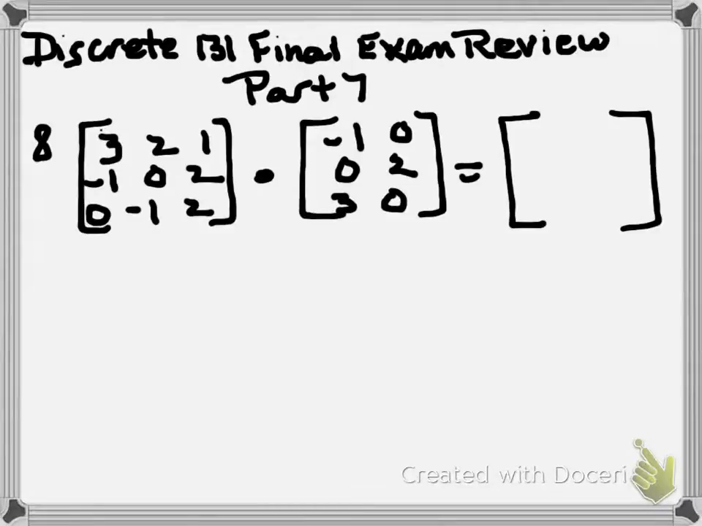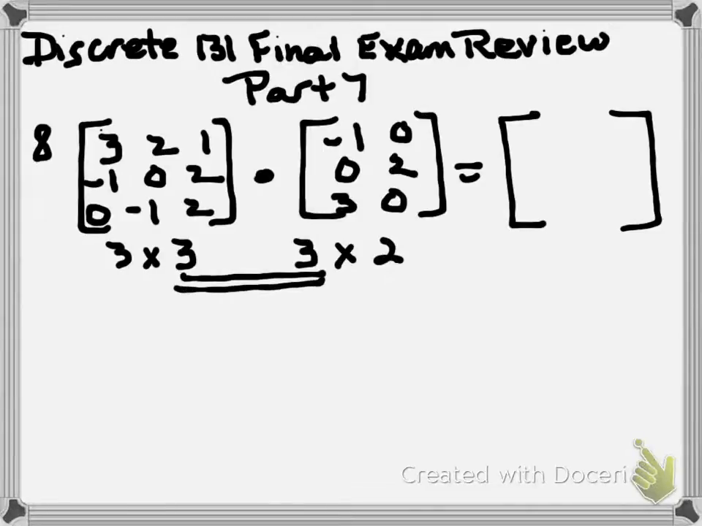Matrix multiplication. So I have a 3 by 3 matrix, 3 rows by 3 columns, and I'm multiplying that by a 3 rows, 2 columns matrix. Since the number of columns in the first matrix is the same as the number of rows in the second, we can do the multiplication, and we end up with 3 rows, 2 columns in the answer. So we start out with row 1, column 1.